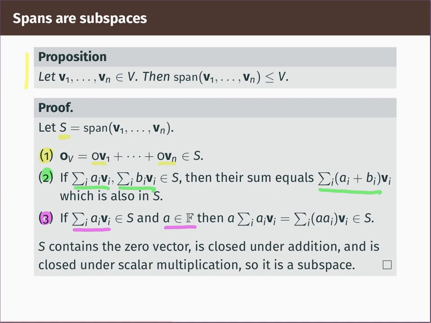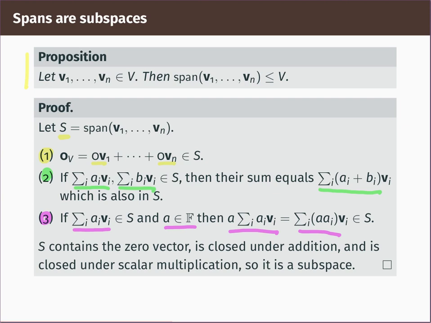If we look at a times our arbitrary element of S, well, we can move the a through the summation symbol by using the distributivity law in vector spaces a lot of times. And the vector space axioms allow us to rewrite this as the sum of a times a_i times v_i. But again, this is visibly a linear combination of v1 up to vn. It's something times v1 plus something times v2 up to something times vn, which is a linear combination of the v's. So it belongs to S because S is the set of all linear combinations of the v's.